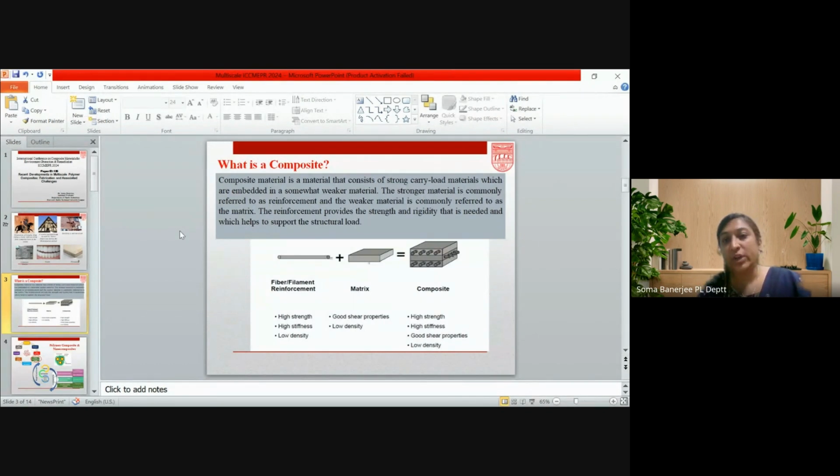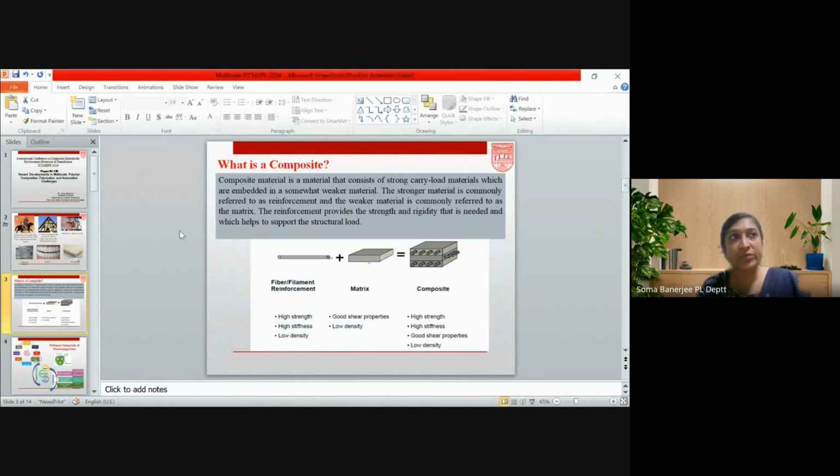Now, by definition, if you want to just recapitulate what a composite is: a composite is a material which has a dispersing phase and a dispersion medium. In case of a polymer composite, the matrix is specifically made of a polymer, and as the filler or the reinforcement, we have some material.